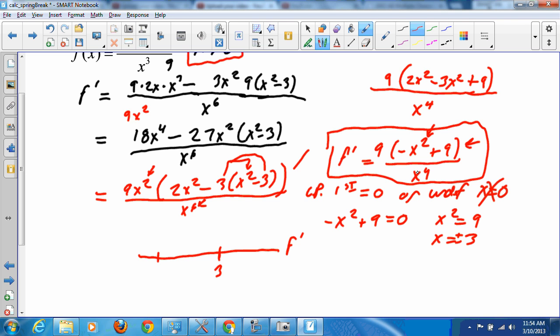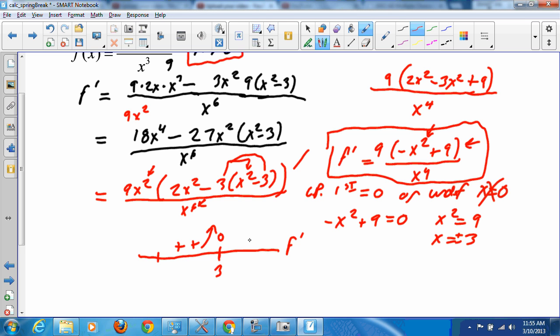Well, look at the denominator. It's x to the 4th power. That's always going to be positive. So we don't really need to look at the denominator so much. Positive 1 squared is 1, so we have a negative 1 plus 9. That's clearly positive. So the function is increasing. And we know at 3 it's equal to 0. Plug in a 3 and you get a negative 9 plus 9 is 0.